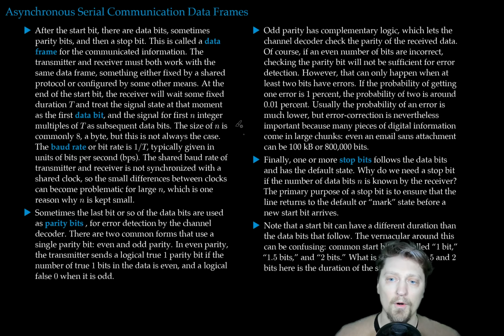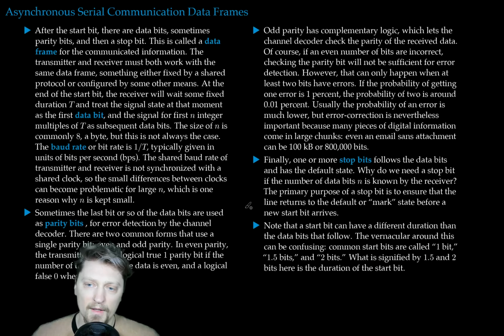Finally, one or more stop bits follow the data bits and have the default state. Why do we need a stop bit if the number of data bits n is known by the receiver? The primary purpose of a stop bit is to ensure that the line returns to the default or mark state before a new start bit arrives.